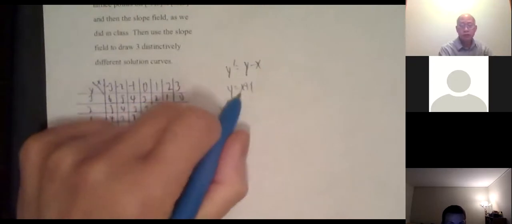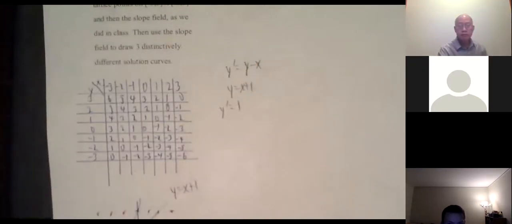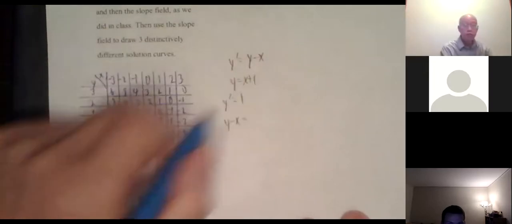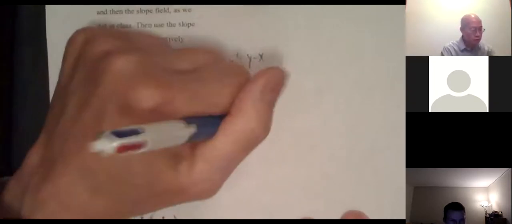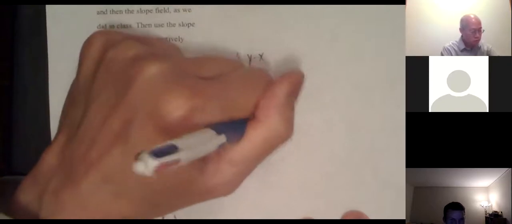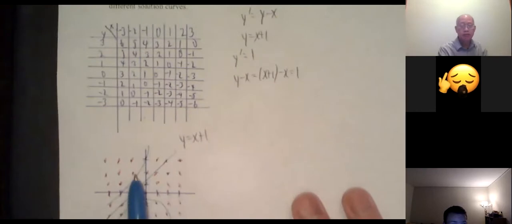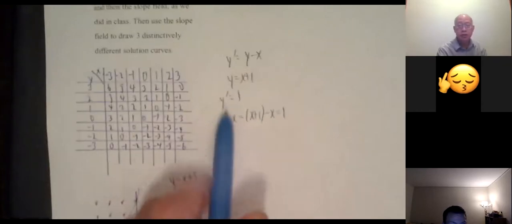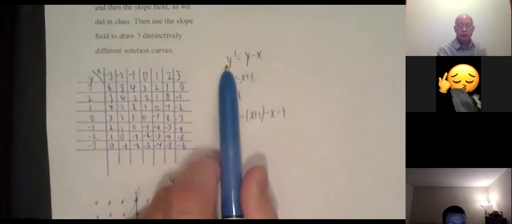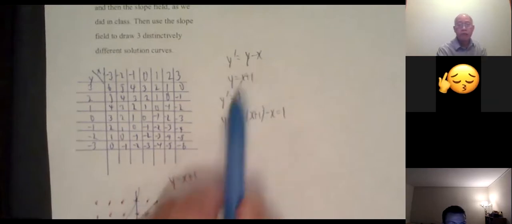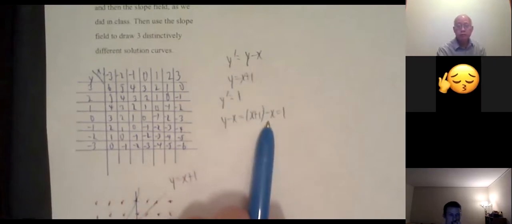What's the derivative of x plus 1? 1. What is y minus x? Well, y is x plus 1, so it's 1. So, show and tell: y equals x plus 1 is definitely a solution of this differential equation, as you can see. I figured out the derivative, it was 1. I figured out y minus x, it's also 1. So this is a solution curve.